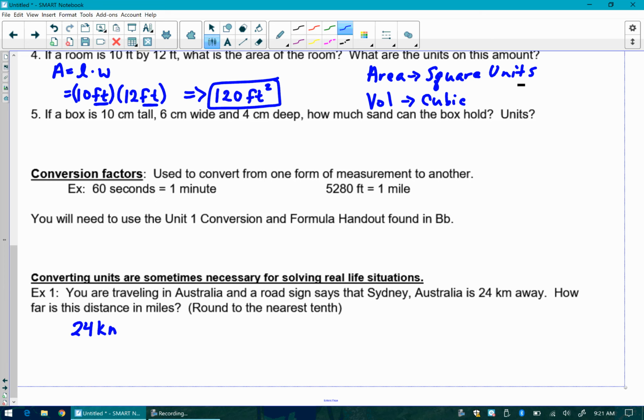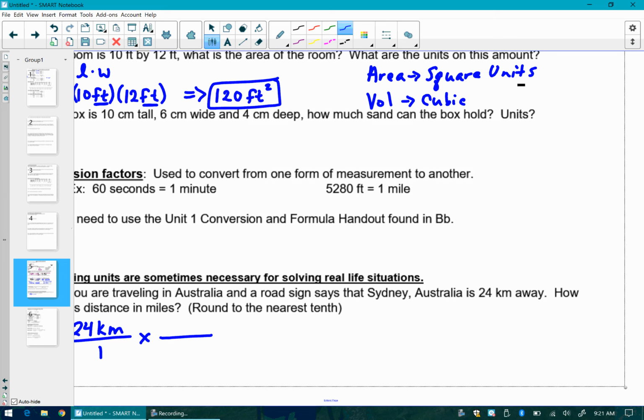It's not a fraction, so I'm going to make it a fraction by putting it over 1. And then I go back and I look on that sheet and I ask myself, can I convert directly from kilometers to miles? This is going to take some of you a little bit of getting used to, that you're going to have to ask yourself, okay, where is it on the sheet itself?